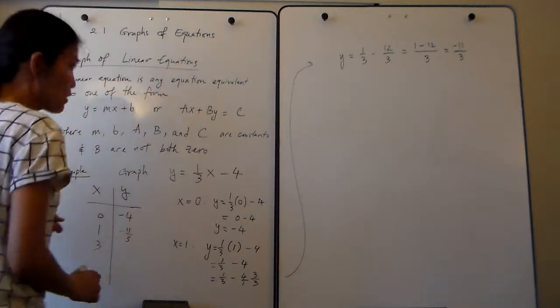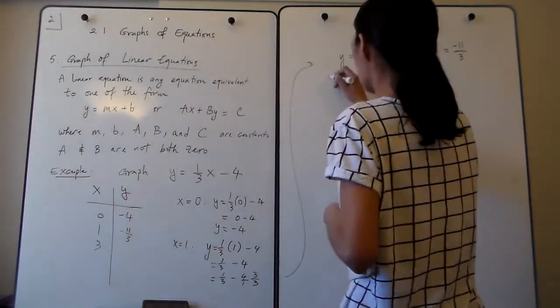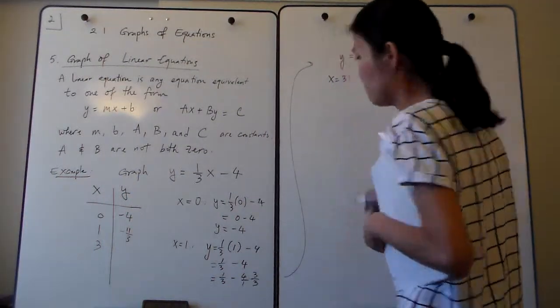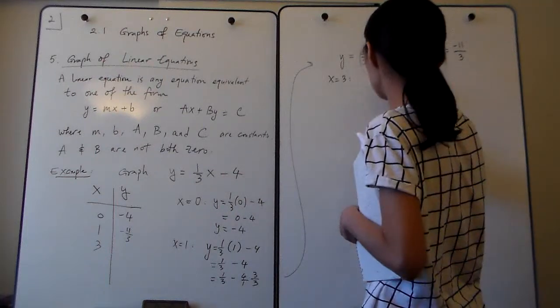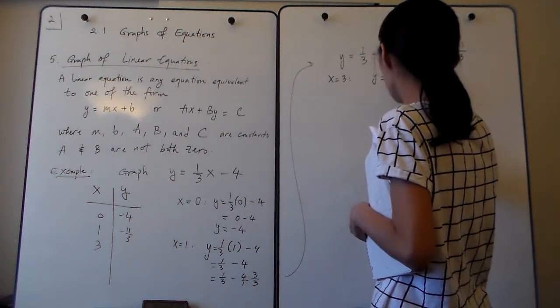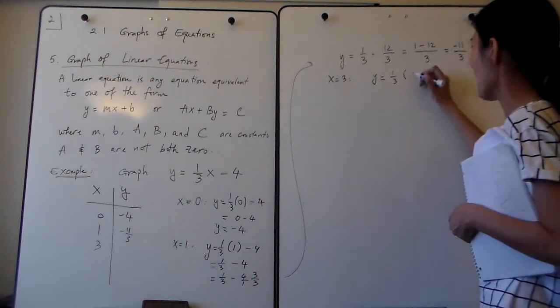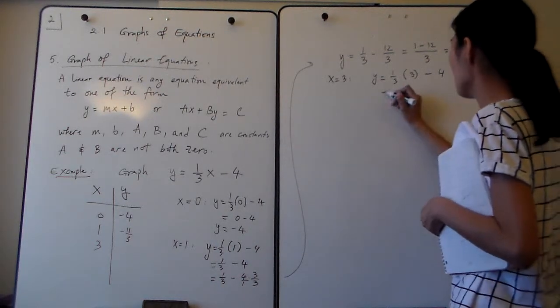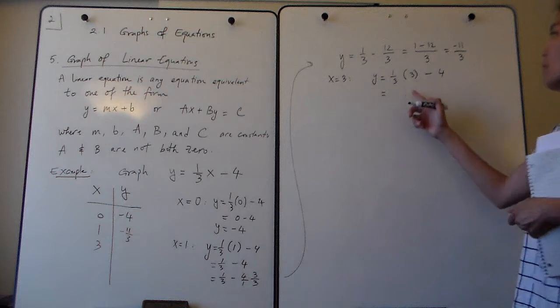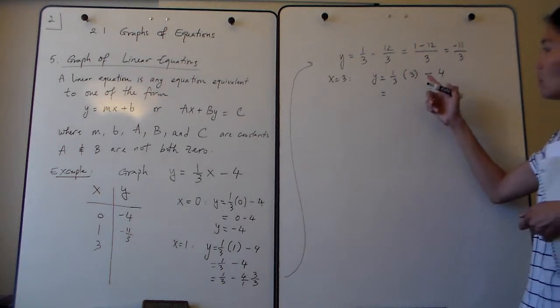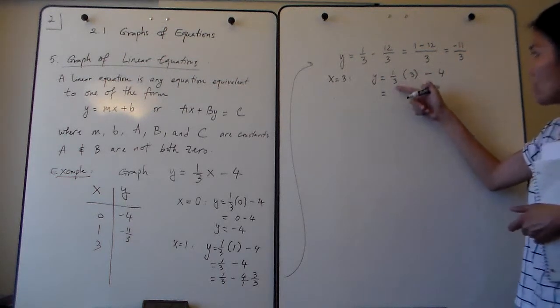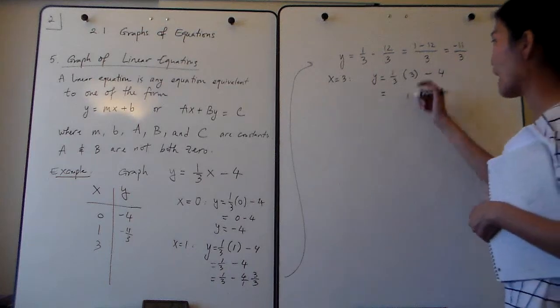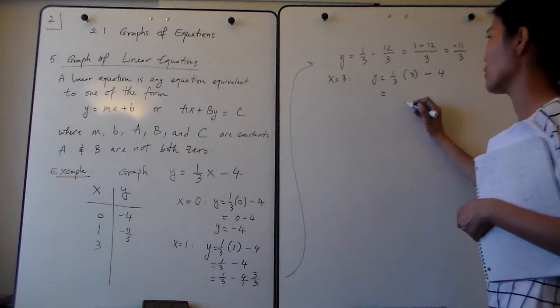Okay, so let's see what happens when x equals 3. Substitute here, you get y equals 1/3 times x, which is 3, subtract 4. Simplify. Oh, this is a good number. 3 on top in the numerator, divide by 3 at the bottom in the denominator, so they cancel out. 3 divided by 3 is 1.